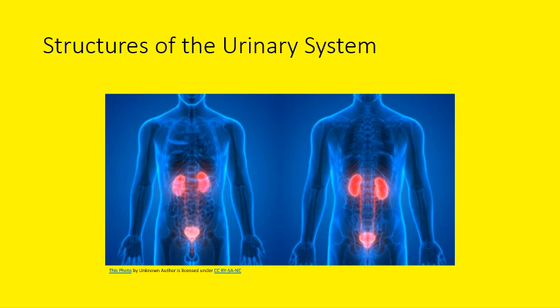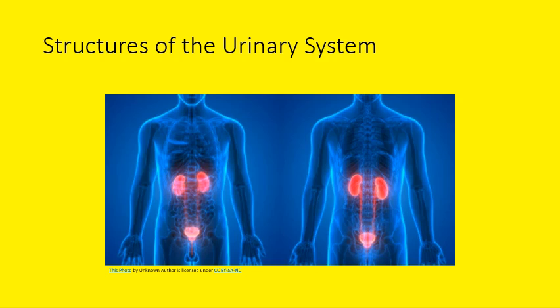Here we see the structures of the urinary system. You've got your kidneys, which are a couple of bean-shaped organs, one on each side, located on either side of the spine. The nephrons are inside of the kidneys. Inside each nephron is a glomerulus consisting of a cluster of capillaries surrounded by Bowman's capsules and the system of tubules. Nephrons are the working units of the kidneys.